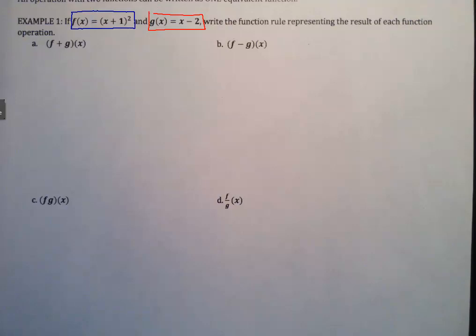Okay. All right, so it says f plus g of x. So what are we going to do to these two functions? We're going to add them together. First of all, this is just the same thing, remember, as f of x plus g of x.